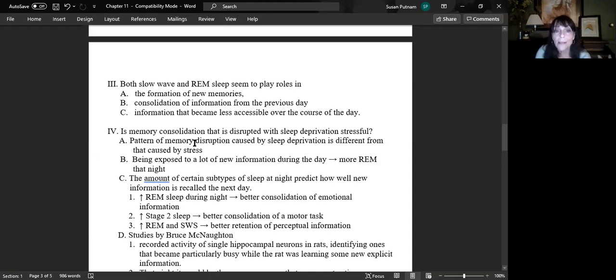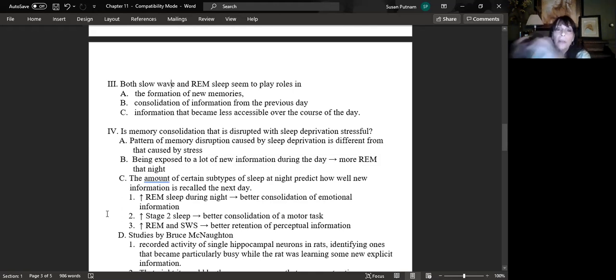So is memory consolidation, what we've been talking about, that is disrupted with sleep deprivation, stressful in and of itself? Research has shown, and this is kind of interesting, that the pattern of memory disruption caused by sleep deprivation is actually different from the disruption of memory caused by stress. So this is a different mechanism happening, different patterns that are being observed. There have been some correlates noted.